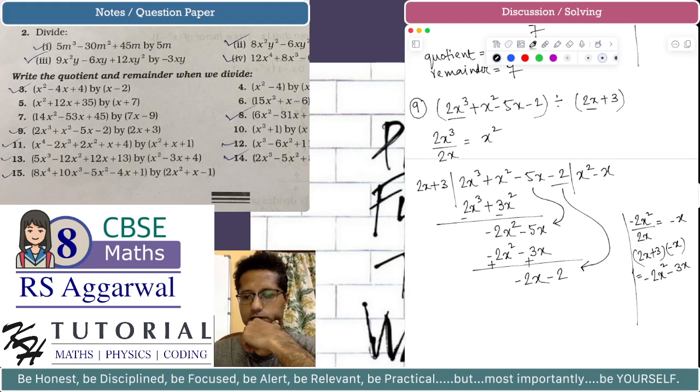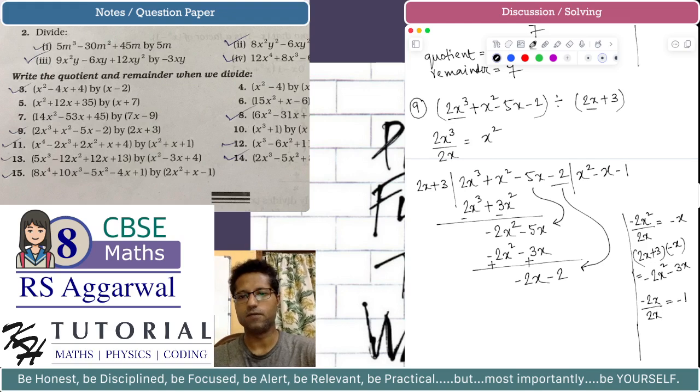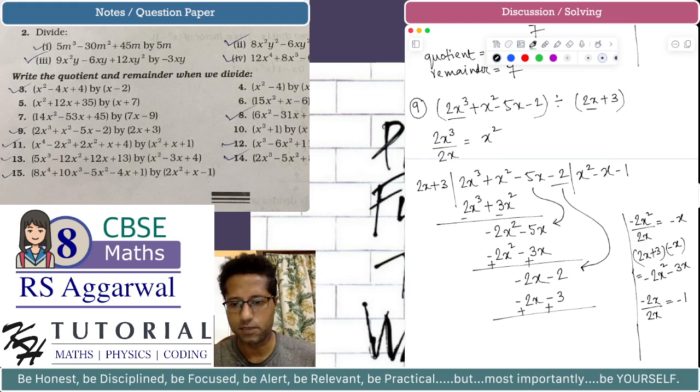Now the next term of the quotient will be the first term of the dividend divided by the first term of the divisor, which is equal to minus 1. So minus 1 will become the next term of the quotient, and we have to find the product of minus 1 with the divisor. So that becomes minus 2x minus 3. We have to do the subtraction, and we will have minus 2x plus 2x cancels out, minus 2 plus 3 is 1.